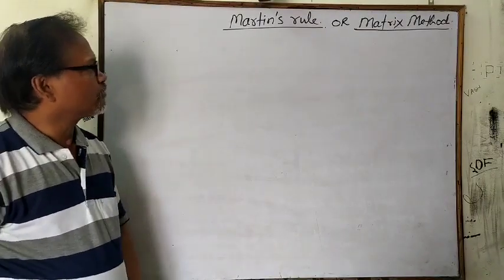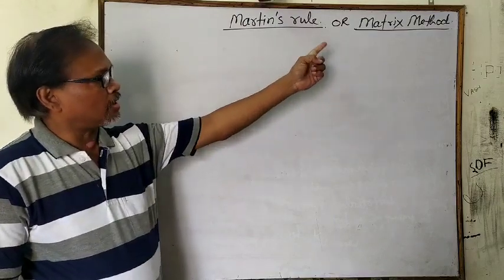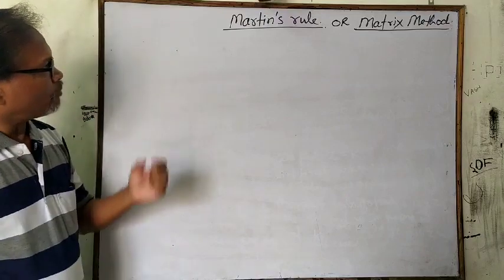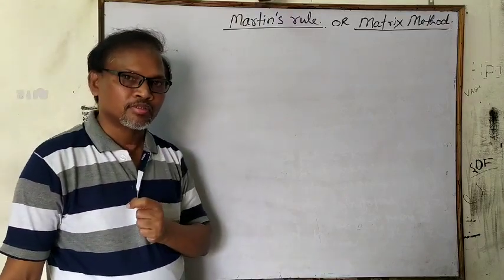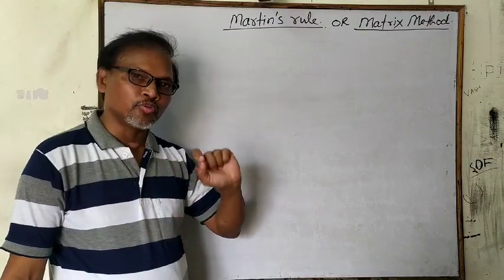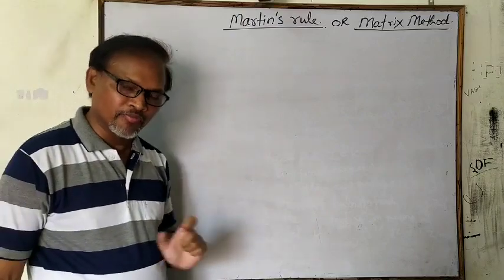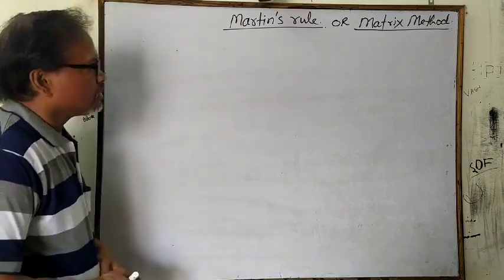Dear students, today I am going to explain about Cramer's rule or the matrix method. Both are the same. This rule is especially used in linear equations, to find the values of the given variables x, y and z.